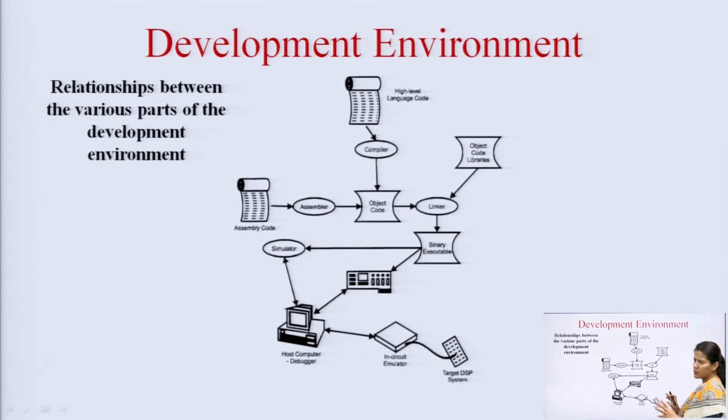So, let us see the relationships between all those components which we have seen in the previous slide. Here we can see the high level language code, the object code libraries, and assembly code. There are two ways of giving the code as an input to our device. Either we write it in a high level language like C, C++, or Fortran, or we can write it in assembly code.